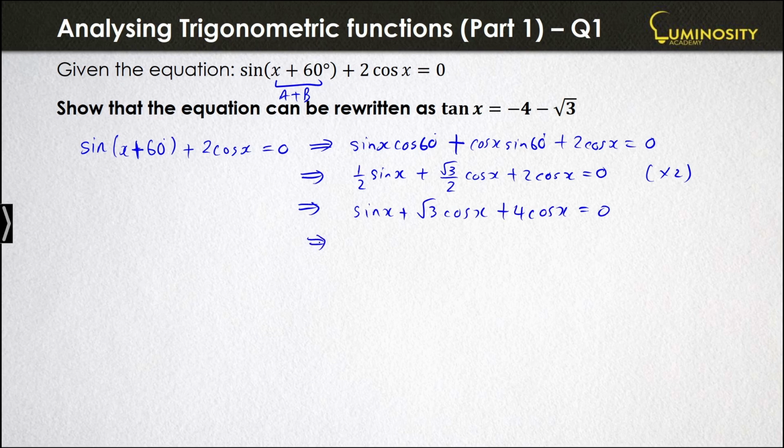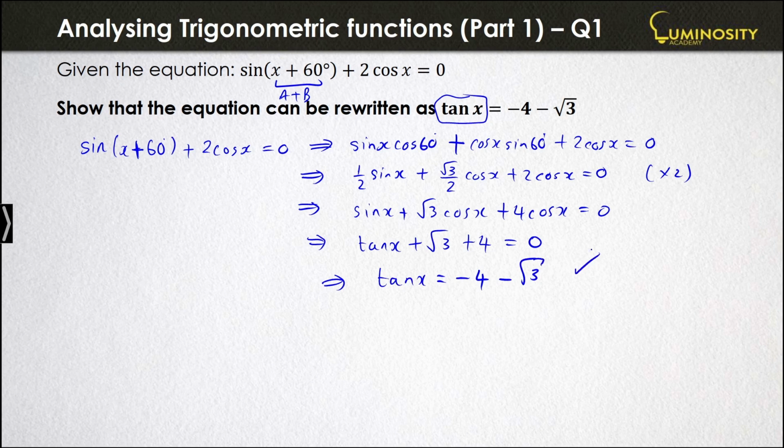And then I'm going to divide everything by cos x because I want a tan x in my solution here. So sine x divided by cos x is tan x. Root 3 cos x divided by cos x is just root 3. And 4 cos x divided by cos x is just 4. Okay, and then taking all the terms to the right-hand side, I have tan x equals -4 minus root 3. Okay, and that's exactly what we wanted to show. Awesome.